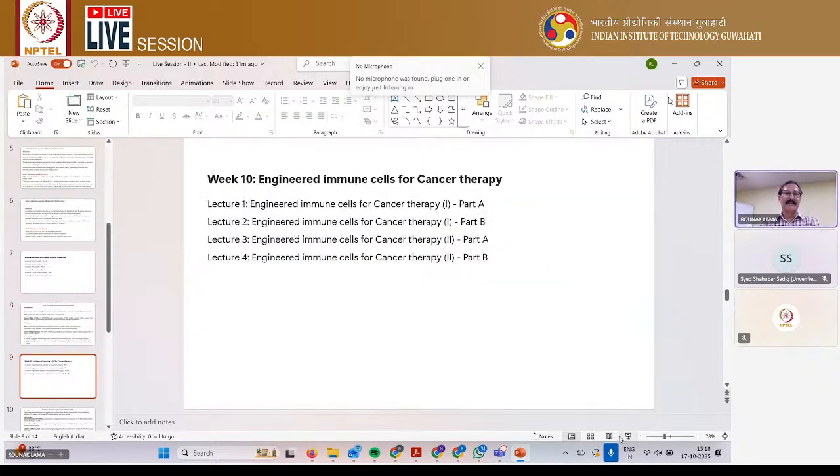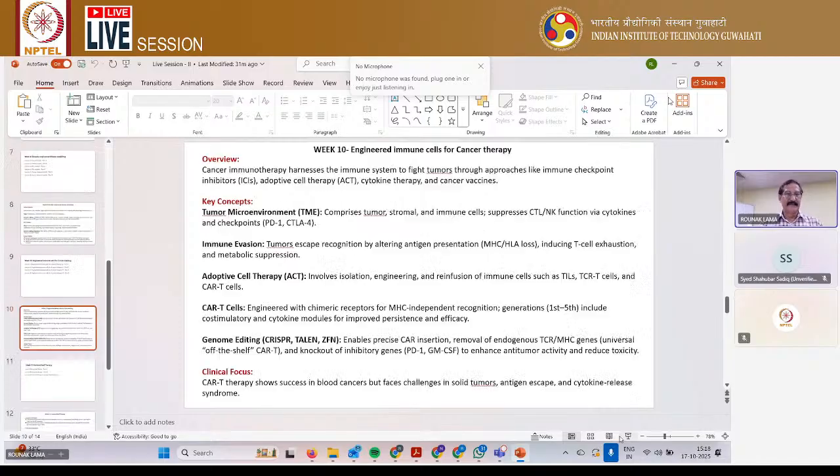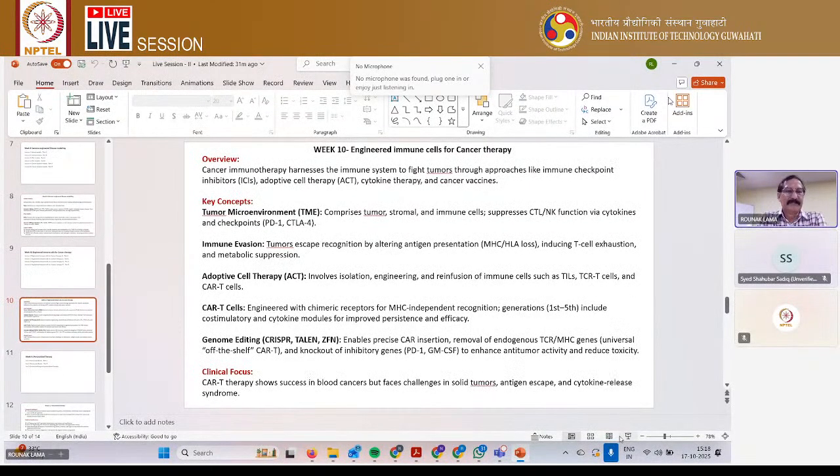Then there's module 10, where we have discussed engineered immune cells for cancer therapy. So we had an overview of cancer therapy, which harnesses the immune system to fight tumors through approaches like immune checkpoint inhibitors, adoptive cell therapy, cytokine therapy, and cancer vaccines. And we had discussed the tumor microenvironment, or TME, which comprises tumor, stromal, and immune cells that suppress CTL and NK functions via cytokines and checkpoints.